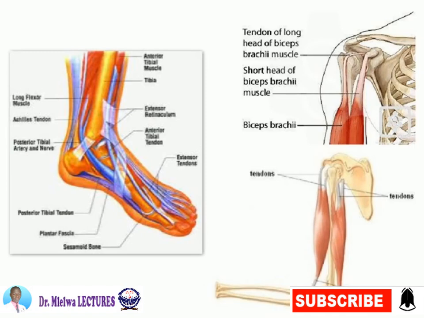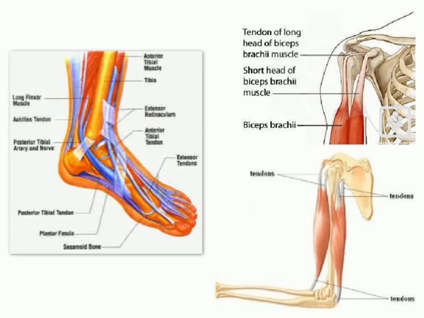So this is the example. Every muscle is attached to a bone by a tendon. So we have many tendons in the body, and normally they are not given names, but sometimes they can be given names if maybe they are long or because of their position, but normally they are just known as tendon.